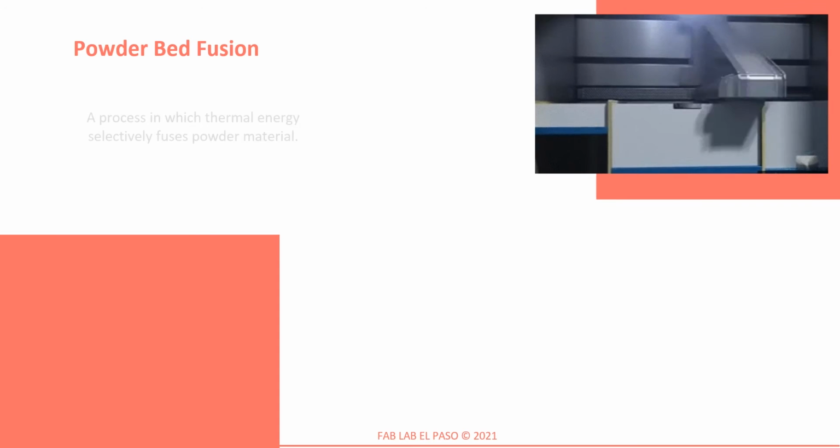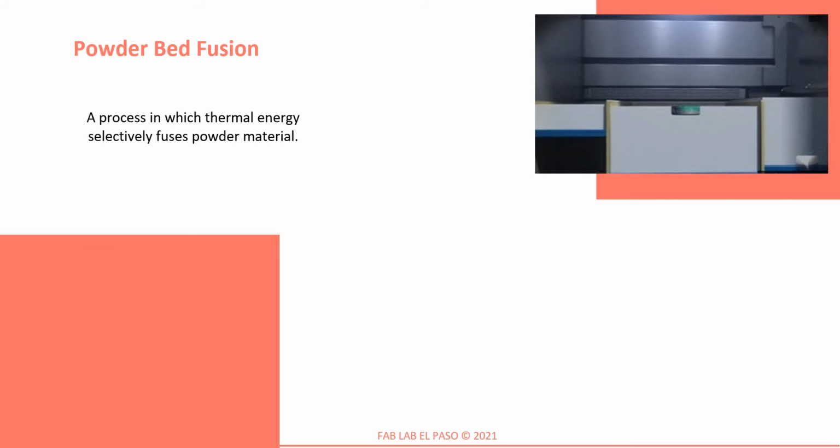Powder bed fusion is a process in which thermal energy, like a laser beam, selectively fuses powder material.